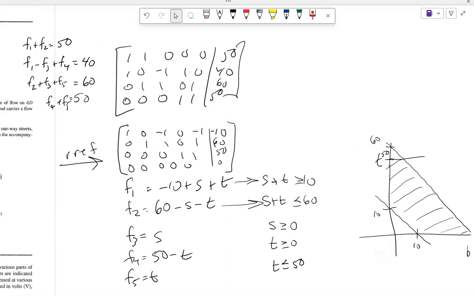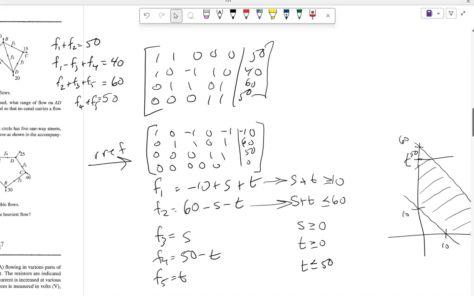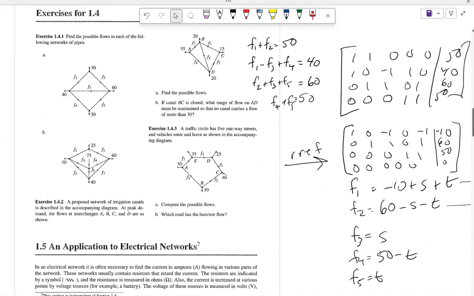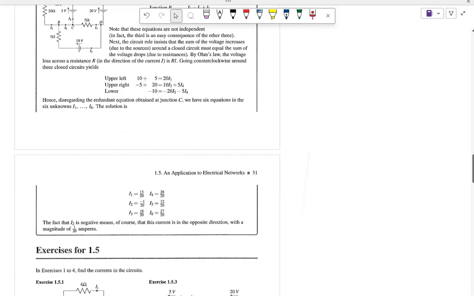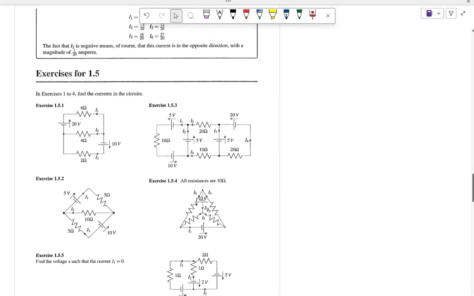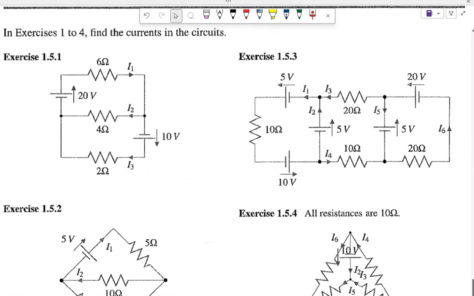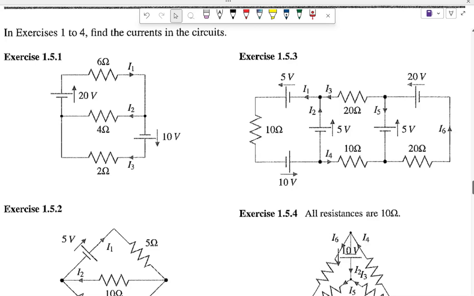Right. Let's do the next application, which kind of looks like this, but with a little bit extra. And that's the network applications. The circuit applications. All right. So some of you may have already seen circuit diagrams, depending on if you've had appropriate physics class or not.